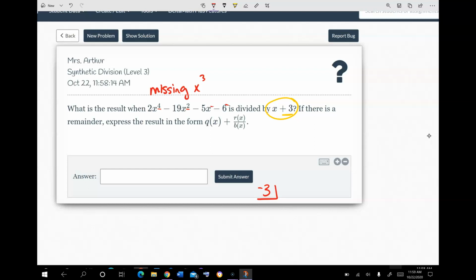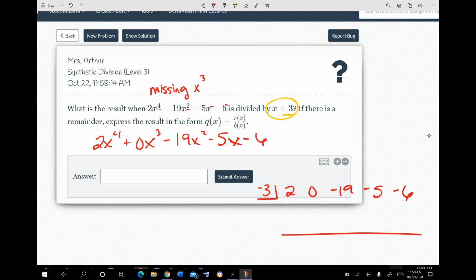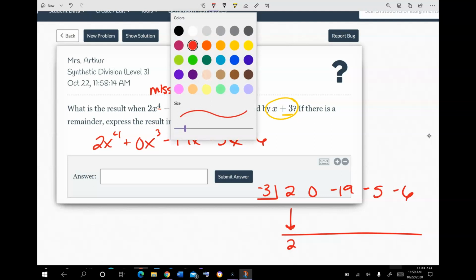So let's rewrite this with the cubic term as a placeholder. So we're going to say 2x to the 4th plus 0x cubed minus 19x squared minus 5x minus 6, okay? Then you're going to write your coefficients in order, even the 0. So we're going to say 2, 0, -19, -5, and -6, okay? Drop down the 2, then start your multiplication process, okay?